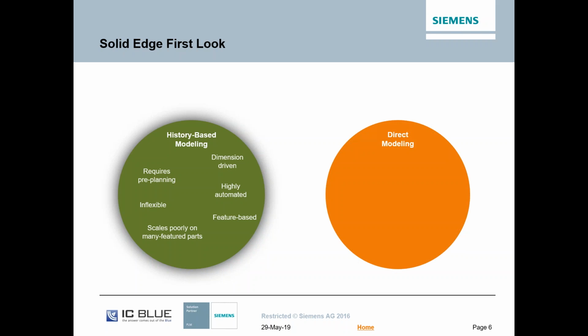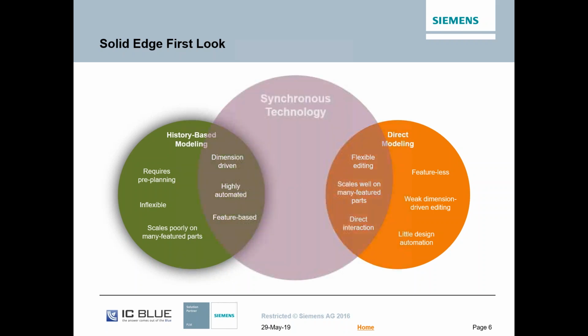So on the other side of the fence, there was direct modeling. This had flexible editing. It scaled well on many featured parts, and it often required direct interaction with the model, almost like what you would envisage a sculptor would do. But again, there were some drawbacks to this. It was featureless. It had weak dimension-driven editing, so it wasn't very good for precision engineering, and it had little design automation.